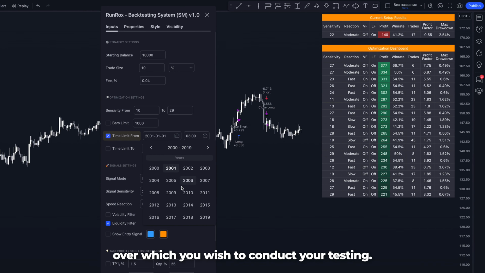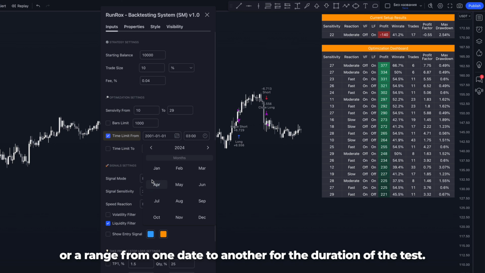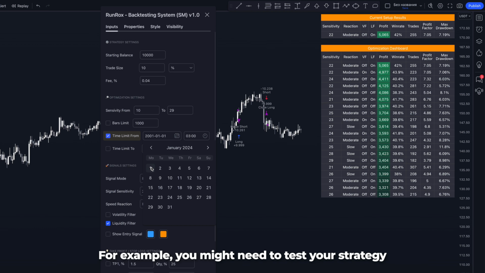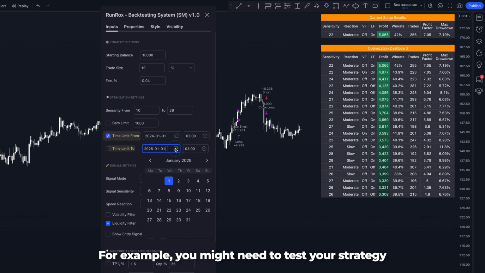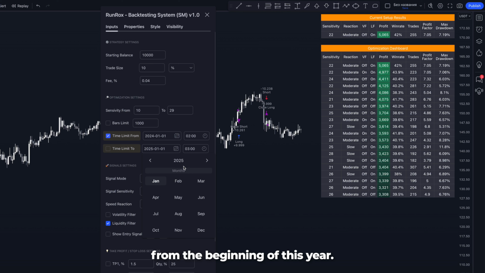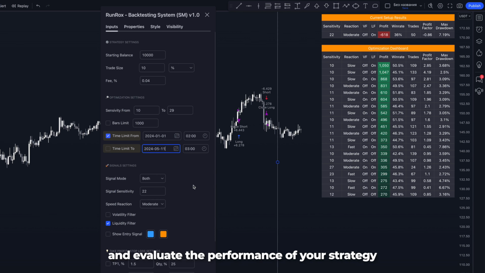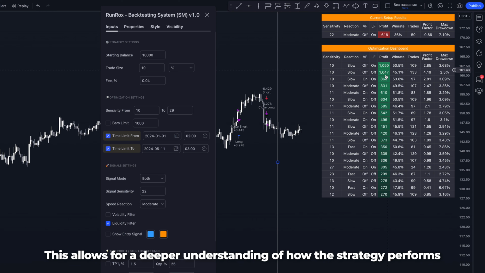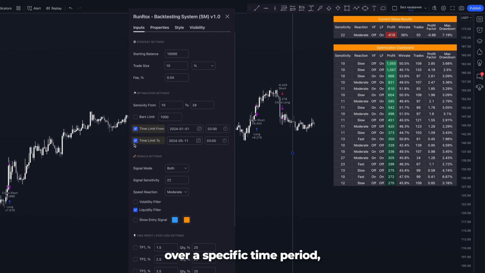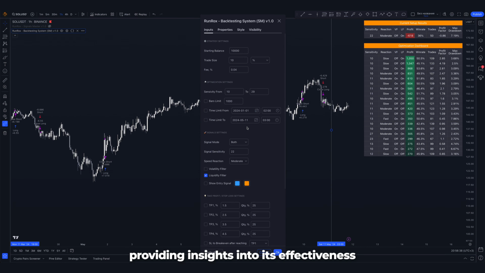Next, we have the date settings, where you can select the period over which you wish to conduct your testing. You can choose either a single date or a range from one date to another for the duration of the test. For example, you might need to test your strategy from the beginning of this year. You can set this specific start date and evaluate the performance of your strategy from the start of the year to the present. This allows for a deeper understanding of how the strategy performs over a specific time period, providing insights into its effectiveness during different market phases.